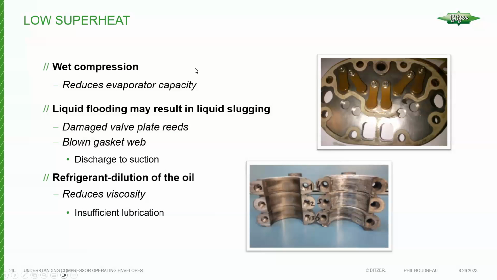Some things that happen as a result of low superheat are wet compression, which reduces evaporator capacity, because what's leaving your evaporator has droplets of liquid that haven't absorbed the heat. So there's heat that could have been absorbed by the refrigerant that wasn't. That basically enters the compressor, working to reduce the viscosity of the oil. And also discharge temperatures are going to be lower, again creating problems for the lubrication system.